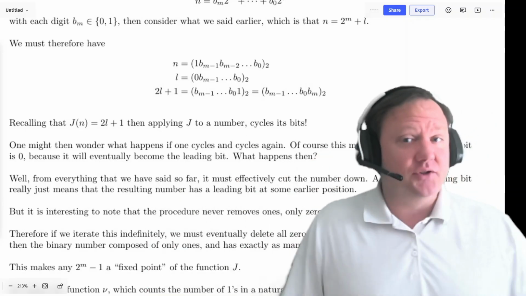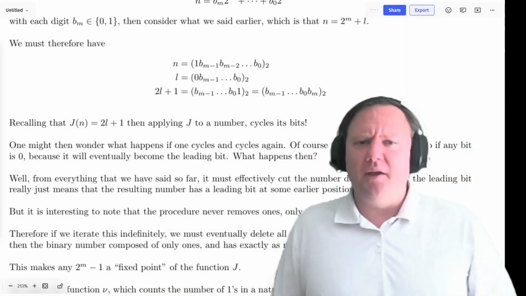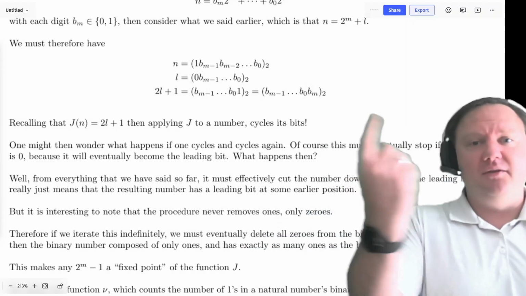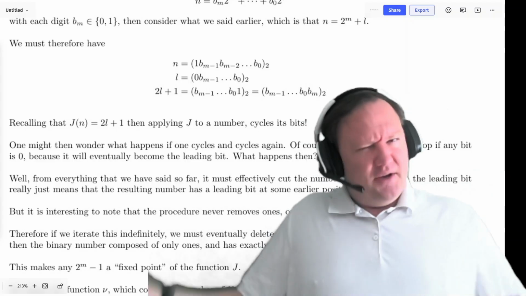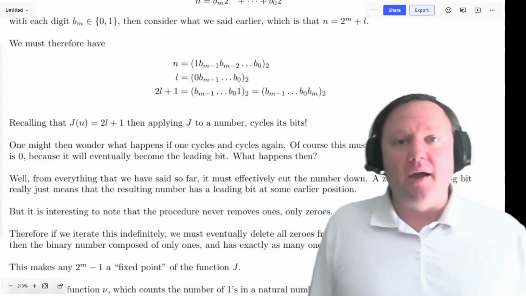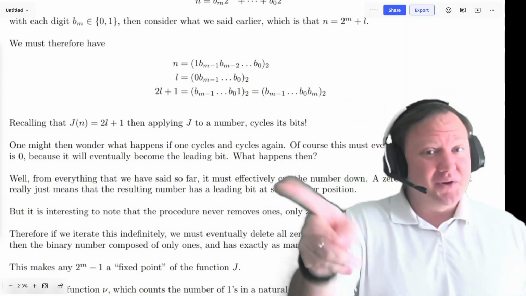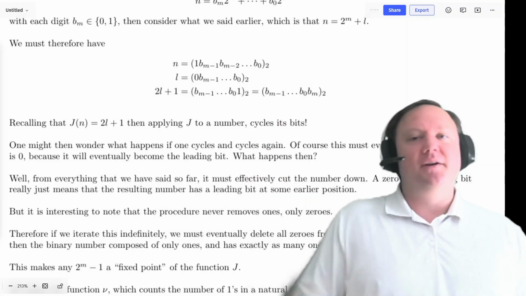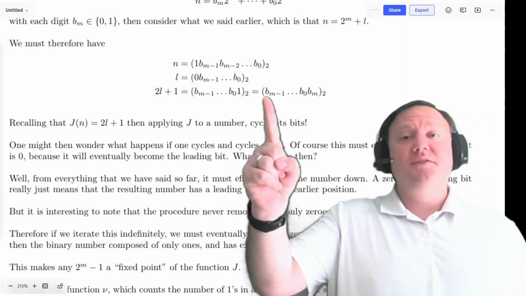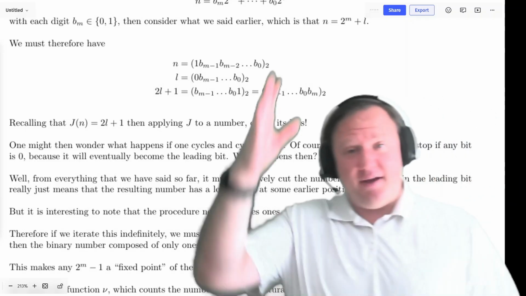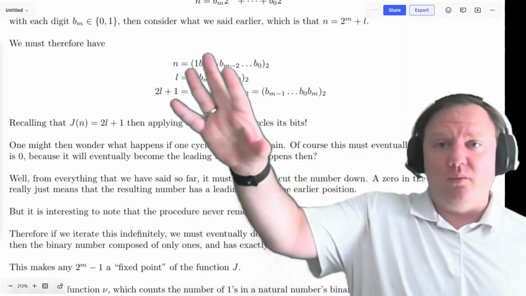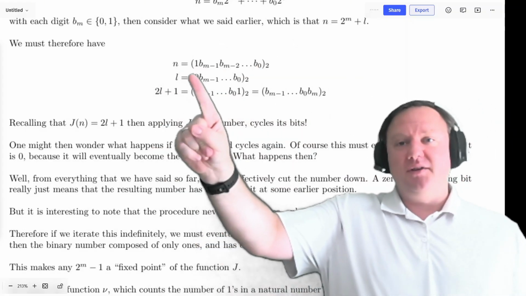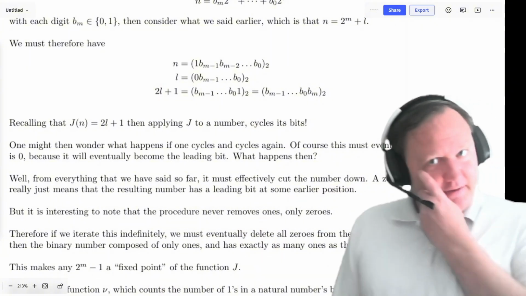Well, a natural thing to wonder is, what if you just kept doing it over and over again? Do you just get this thing to go round and round in a circle, never ending? An endless cycle? But you should be careful. The answer is no, because this bit right here, this b sub m minus 1, that may be 0. And if that is 0, then we have actually cut the number down. That 0 drops away. A part of the premise of what we have been saying this whole time is the assumption that n was written with a leading 1.